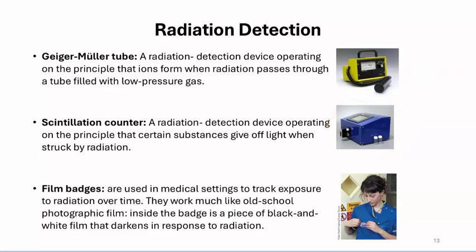Next, we have a scintillation counter. A scintillation counter works by operating on the principle that certain substances give off light when struck by radiation. And lastly, let's talk about one that is used in the medical setting, which is a film badge. We can see that this worker has a film badge specifically in her hands. When it comes to a film badge, we can see that it works like an old school photographic film. Inside of the badge, there is a piece of black and white film, and when there's exposure to radiation, the film itself will darken.